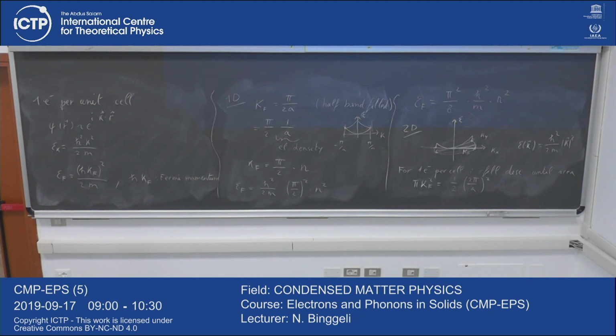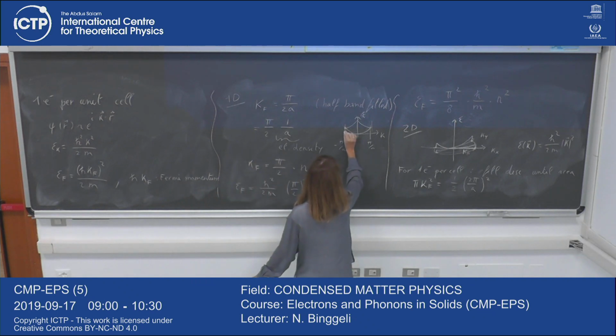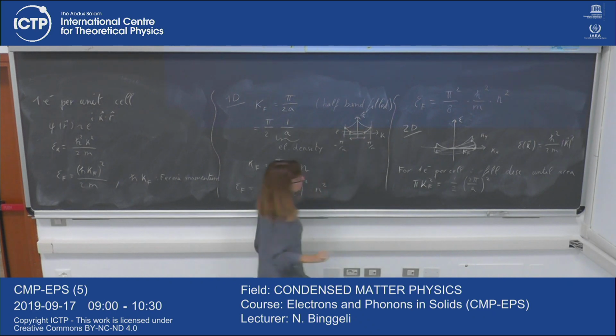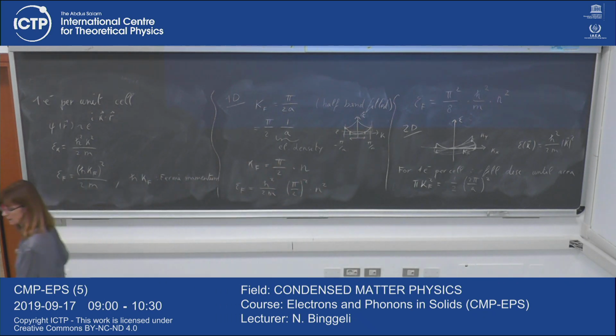So we're just filling the first zone. We are filling up to just the half. Okay. Fermi energy such that this length is equal to half of the length of the Brillouin zone, which is the condition.